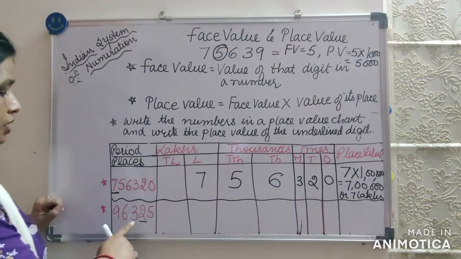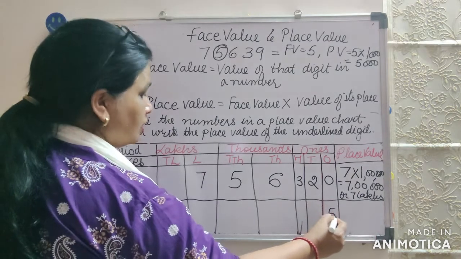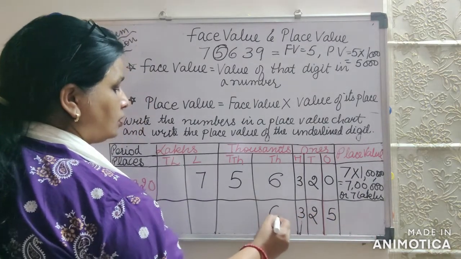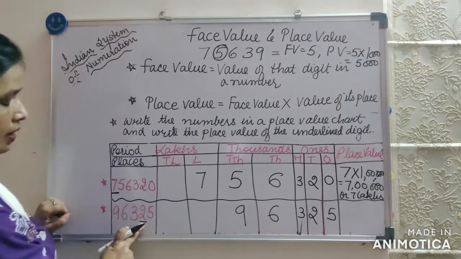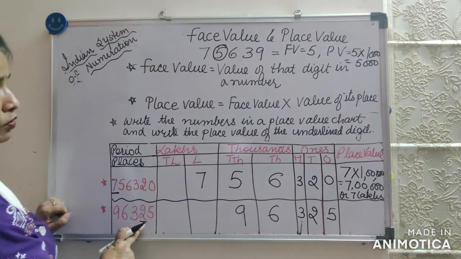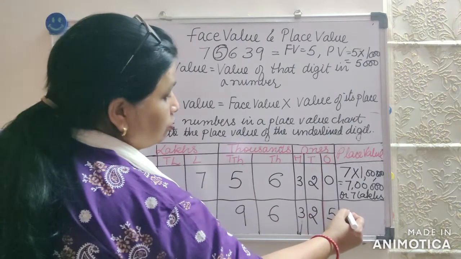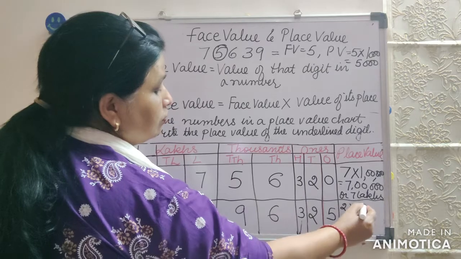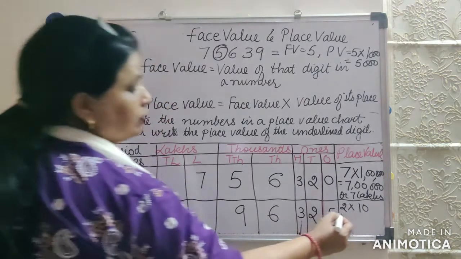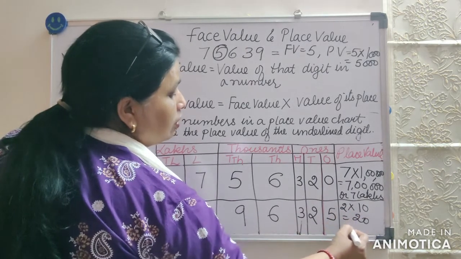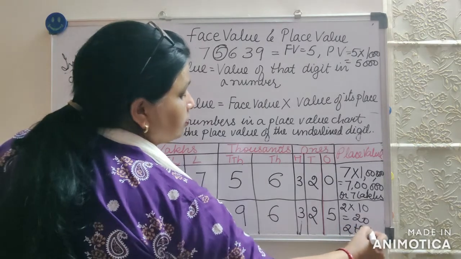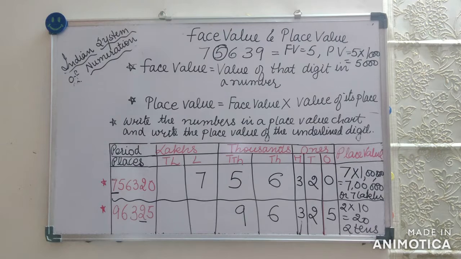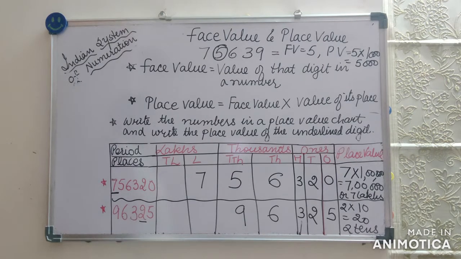In the next number, again first you write down under the correct places 5, 2, 3, 6 and 9. So here you will have to find out the place value of 2. Write down 2 into, what is the place of 2? Tens. So you will multiply by 10 and get 20. Or you can also write down 2 tens. So children, like this you will find out the place value and face value of any digit.